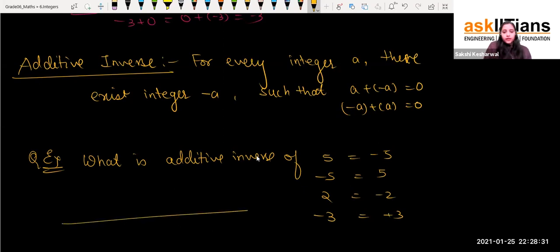Let us suppose we have seen a number line. If you have a number line, this is 0. If it is 1, the opposite of 1 is what? Minus 1. If 2, then the opposite of 2 is what? Minus 2. Equidistant, like 0 is a mirror: on the right-hand side 2, on the left-hand side minus 2, right?